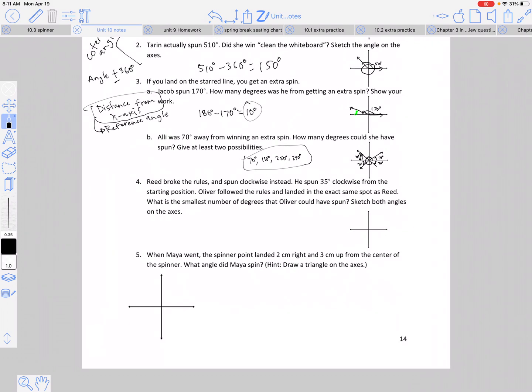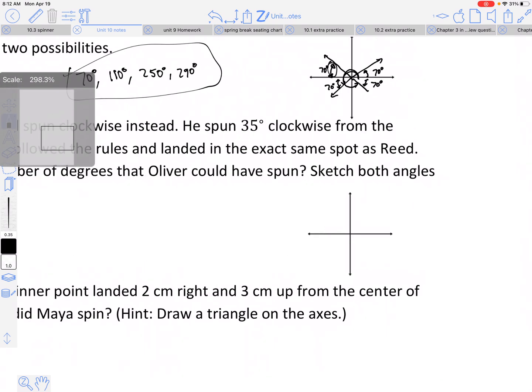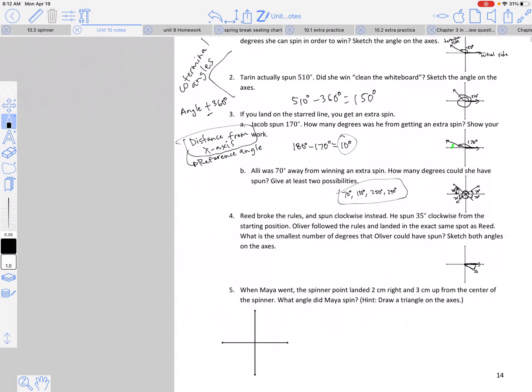Okay, so number 4, Reed broke the rules. He spun it clockwise instead. So he started here with his initial side, right? This is called your initial side when you begin. But he decided, the dummy, to spin clockwise. He's like, forget the rules, I don't care about those. He spun clockwise. So if we look at his reference angle, he's 35 degrees away.